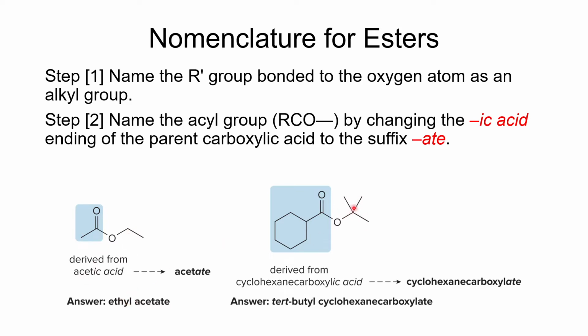All right. This is a tert butoxy group here, a tert butyl group. We're going to keep the oxygen as part of this. So this is a tert butyl group, and that tert butyl group is attached to cyclohexane carboxylic acid. Well, we're going to change the ic acid here to ate, and so that will be cyclohexane carboxylate. So the whole name for this is going to be tert butyl cyclohexane carboxylate.